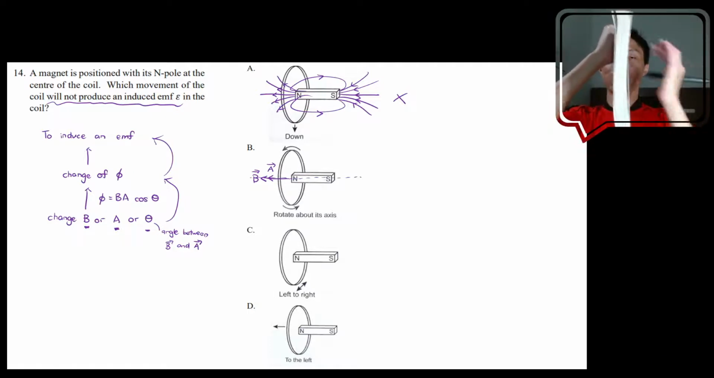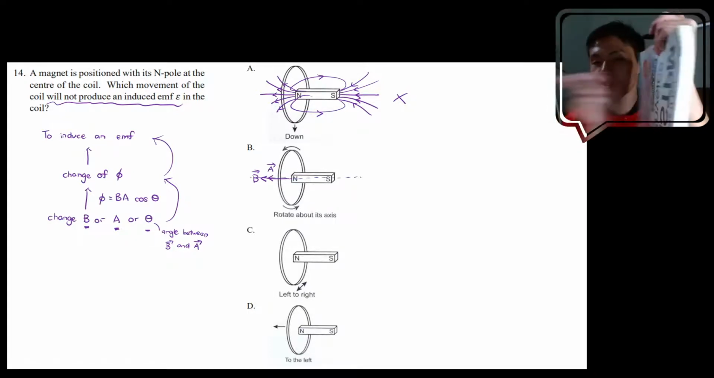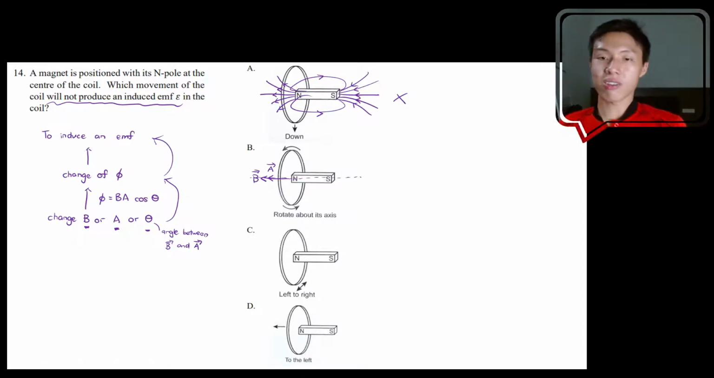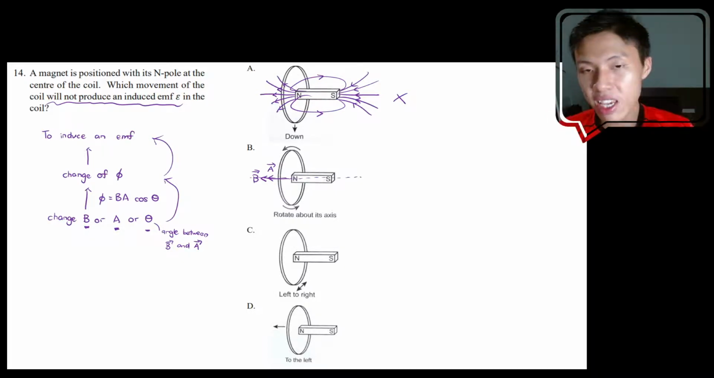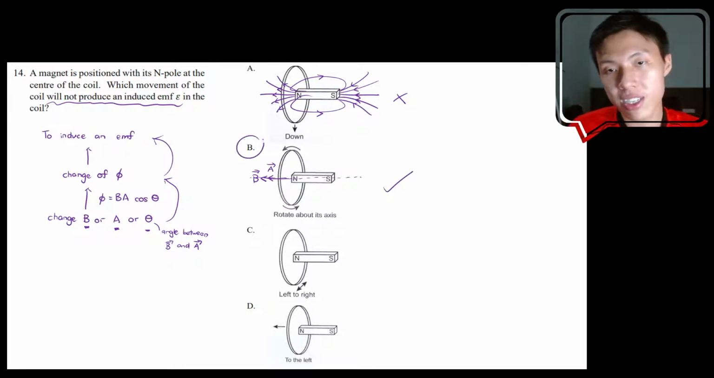And my area vector is perpendicular to the plane of the coil. That's why it's also pointing this way or this way. Okay, so the A and the B, right now by rotating the coil, you are not changing the direction of A, you are not changing the direction of B. So the angle between A and B remains the same. So B, A, and theta are all constant, so there is no change of phi, so there is no induced EMF. So no induced EMF, this is the answer.